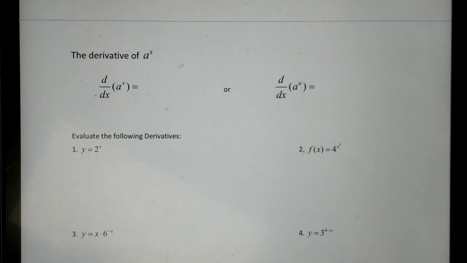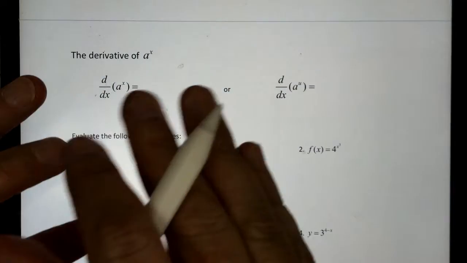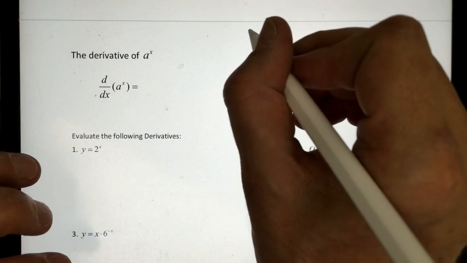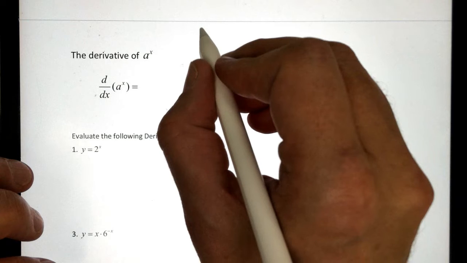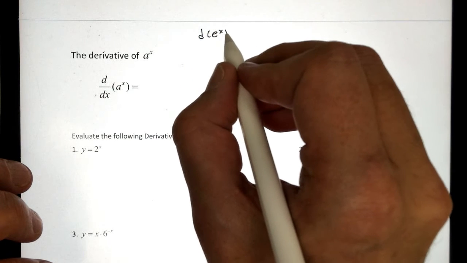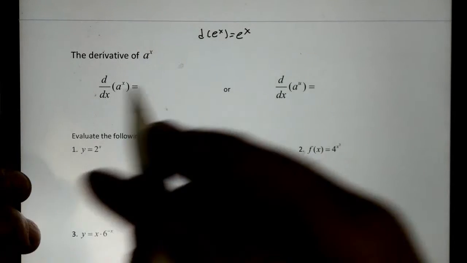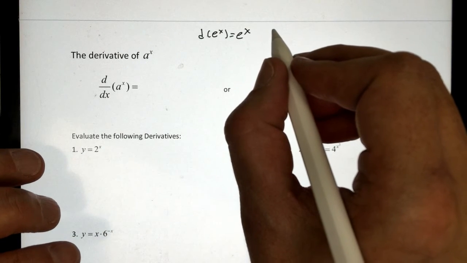Hello, welcome back. In this video, we're going to take a look at the derivative of a to the x. Now, we are going to prove this, so bear with it for just a little bit. So, let's review the derivative of e to the x. We know that the derivative of e to the x is just e to the x. That was our lesson the other day. But we didn't talk about why that is. So let's take a look here.